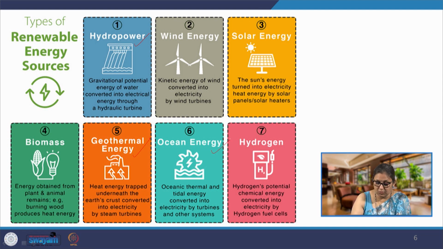In ocean energy or tidal energy, we are using the oceanic thermal and tidal energy to be converted into electricity, again largely using turbines. And another one, which is becoming more of a research interest, and there is a lot of focus of the world on this last source of energy, is hydrogen. The potential of hydrogen to convert chemical energy into electricity through hydrogen fuel cells is being explored.